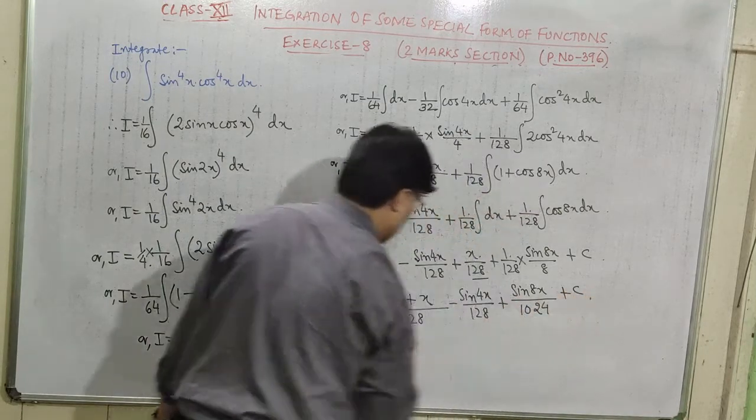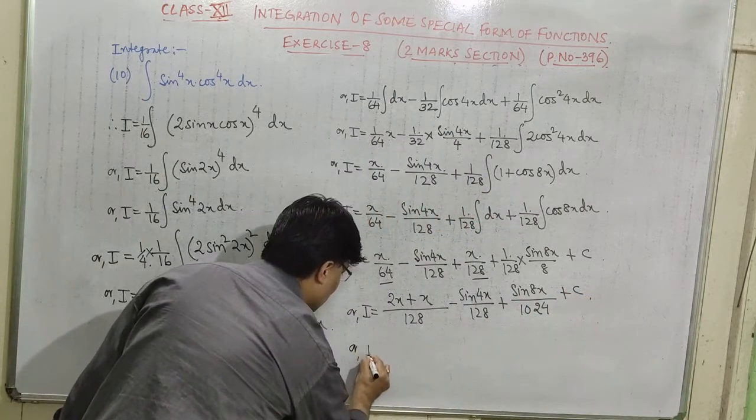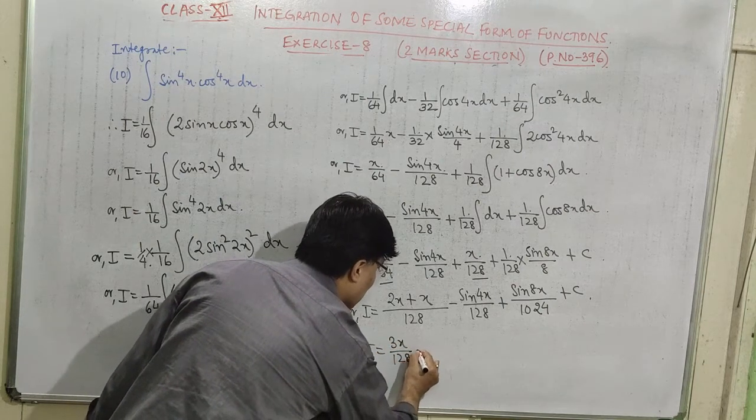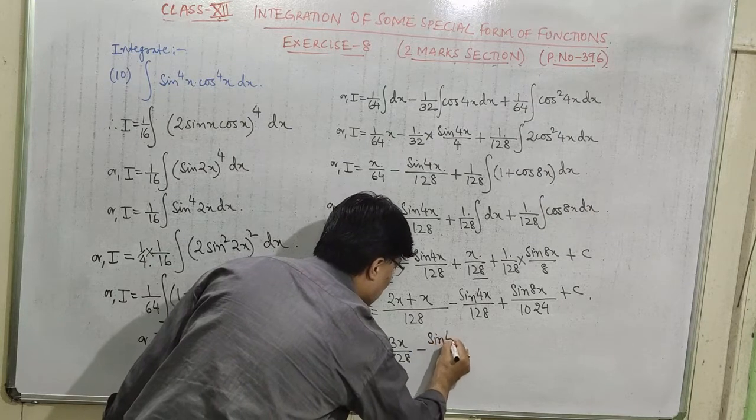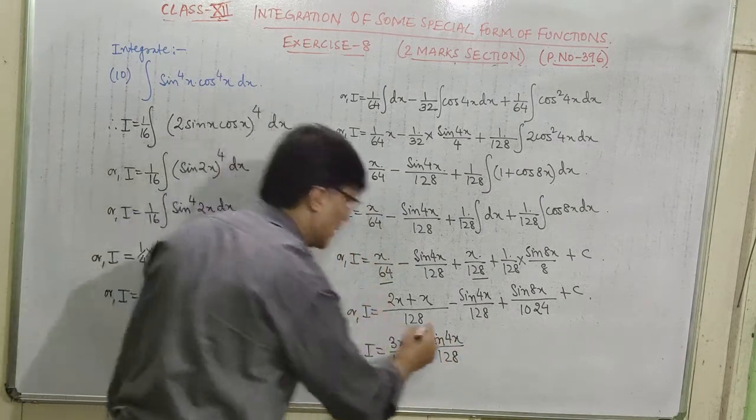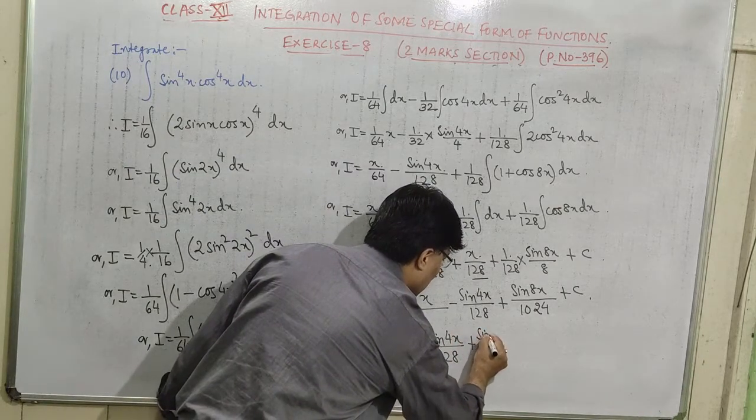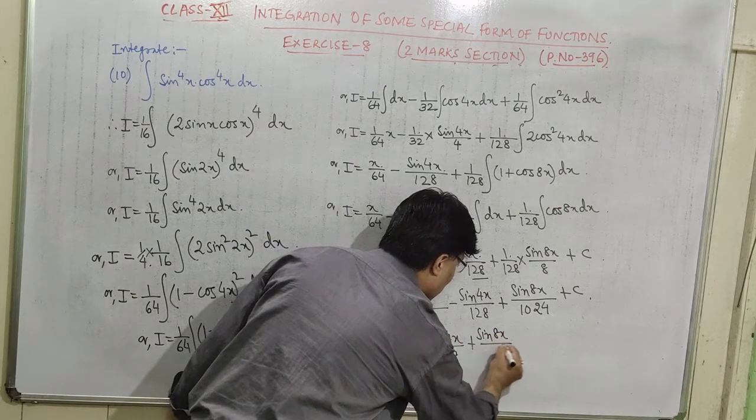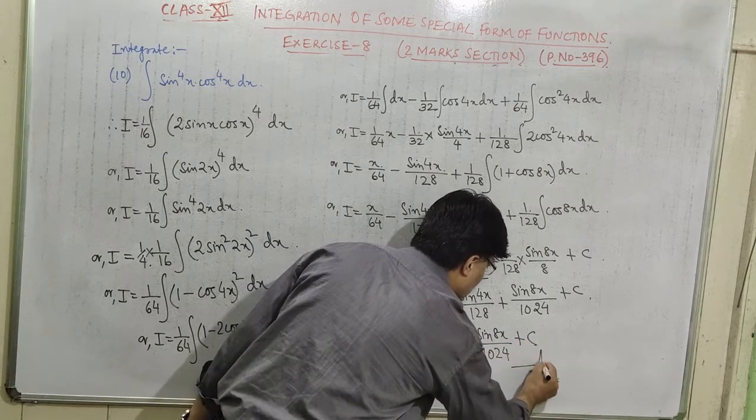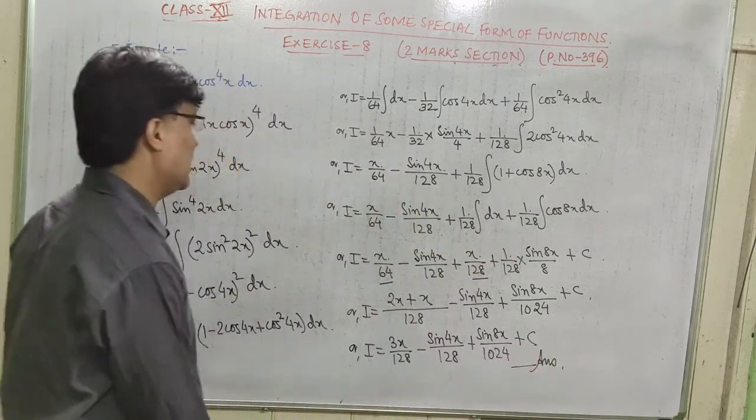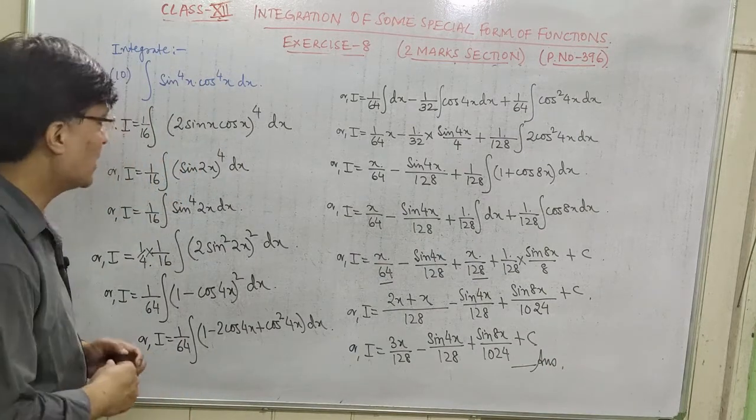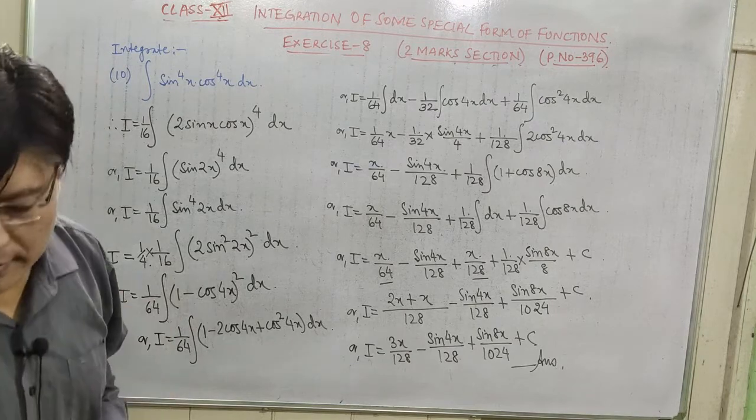Then you write plus c. Or now this is I is equal to 3x by 128 minus sine 4x by 128 and plus, what is the third term? Sine 8x divided by 1024 plus c. So this is the final answer. So I think you have understood it. So you can copy it. Now we will do the next question.